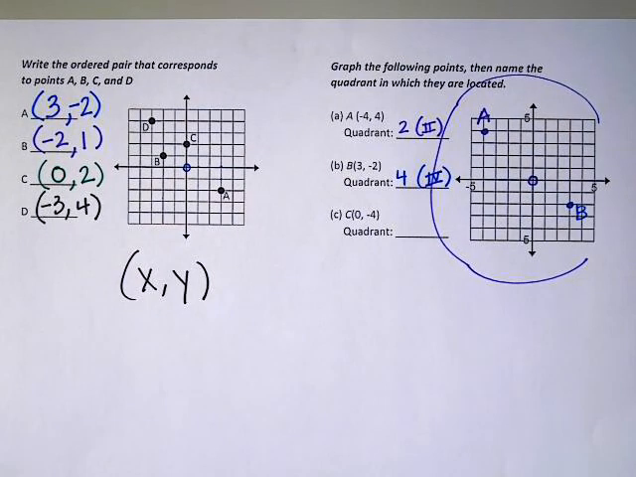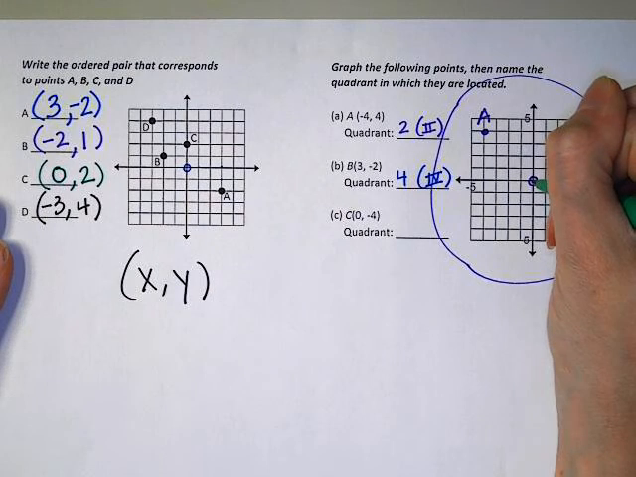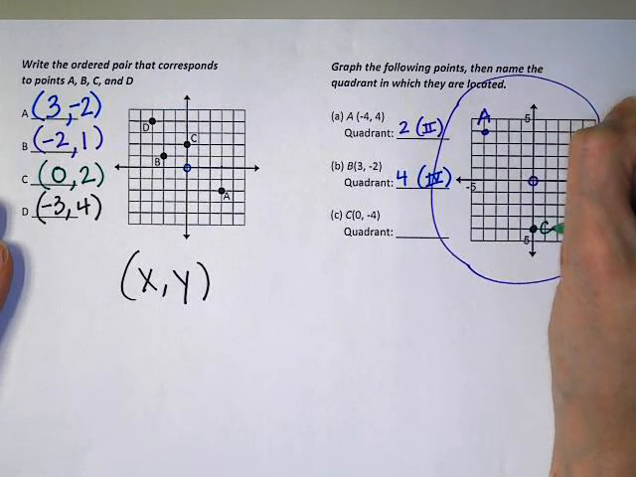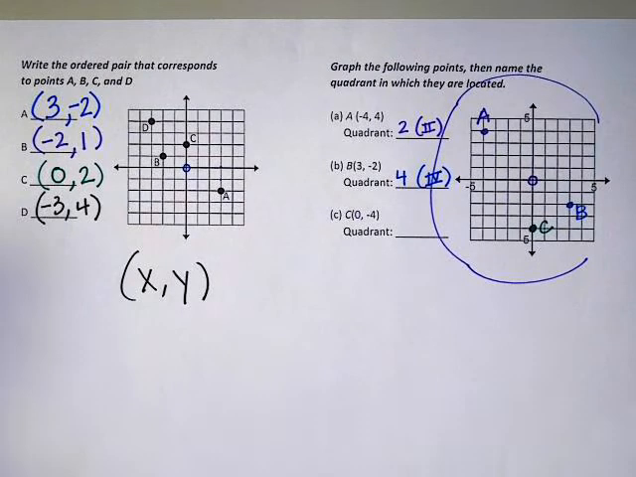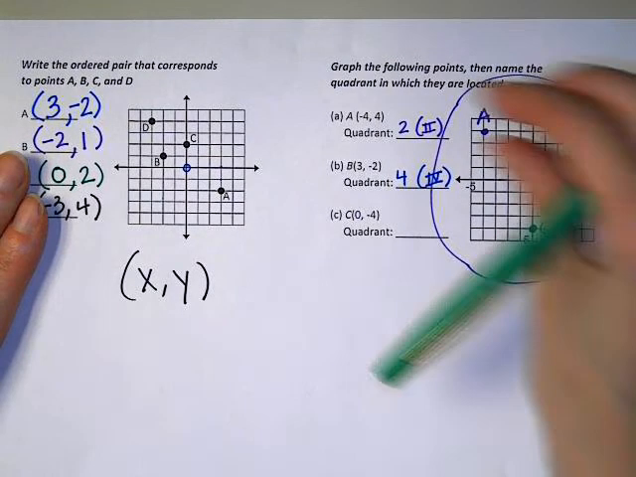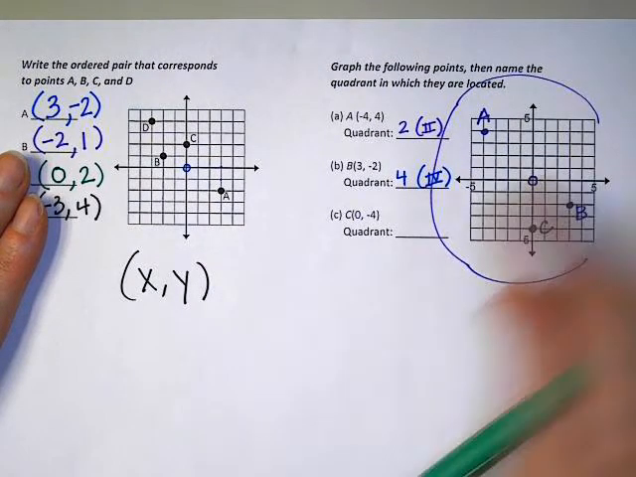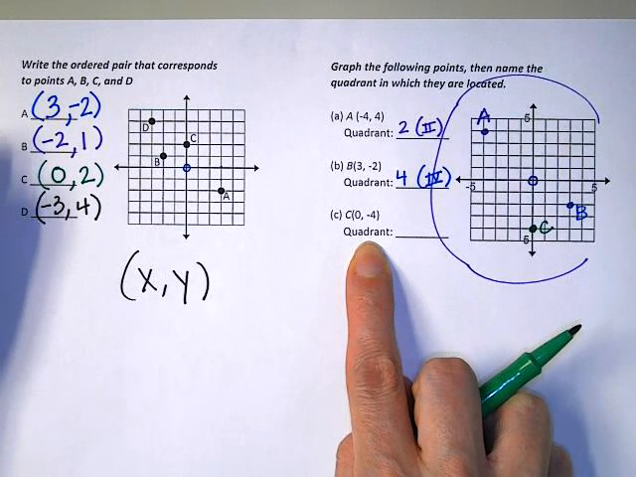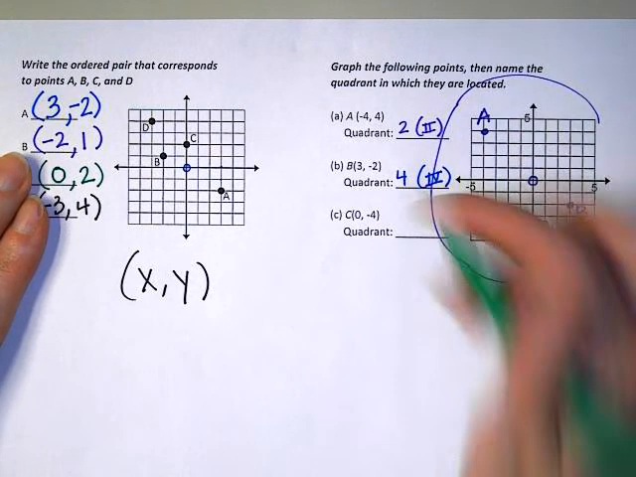C is at 0 comma negative 4. So 0 means nothing left or right, but then straight down 4. And we're going to call that C. Now this one's tricky because it's not actually in a quadrant. So when it's not in a quadrant, you can write what axis it's on. And this is on the y-axis.